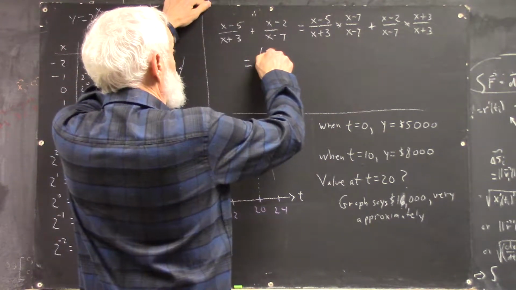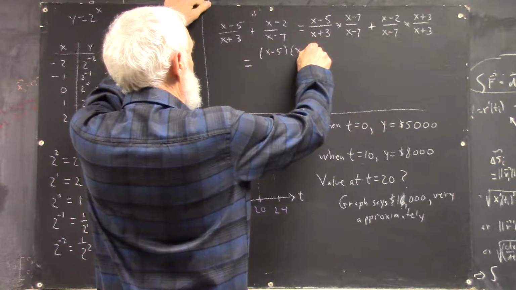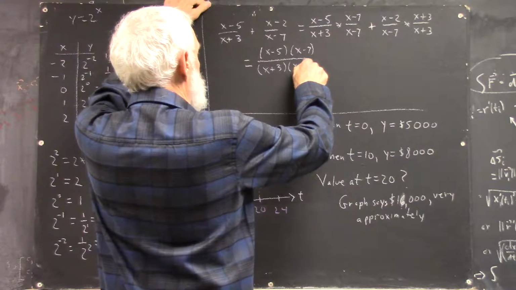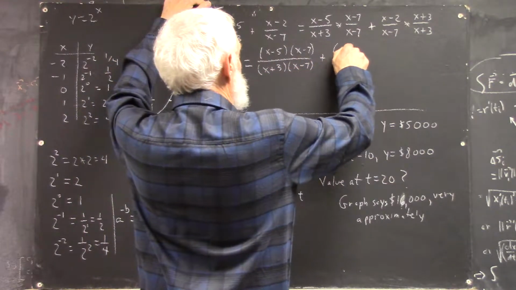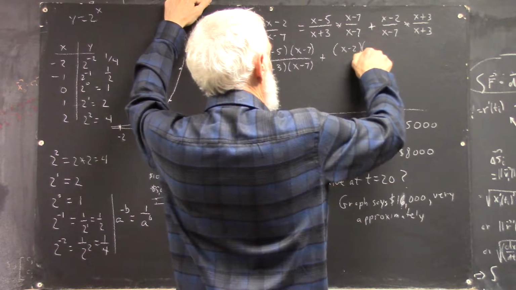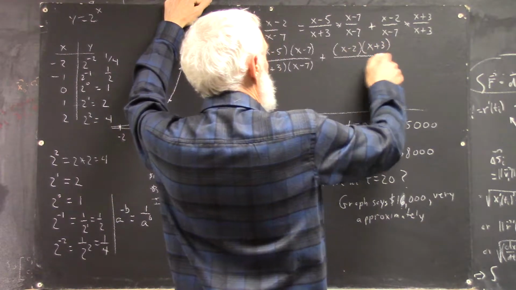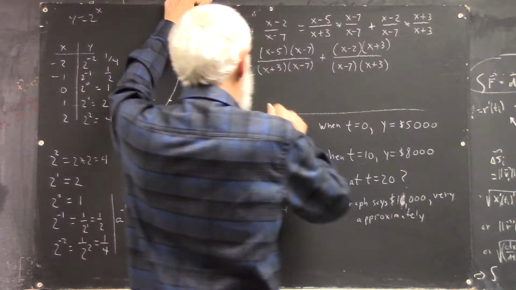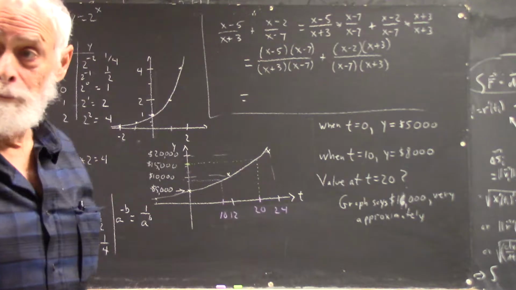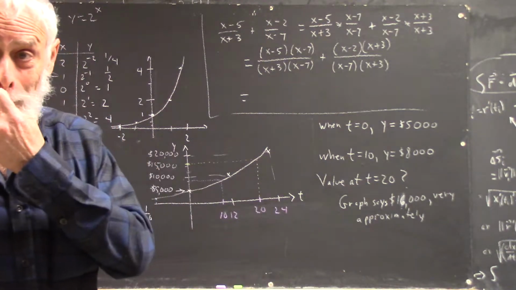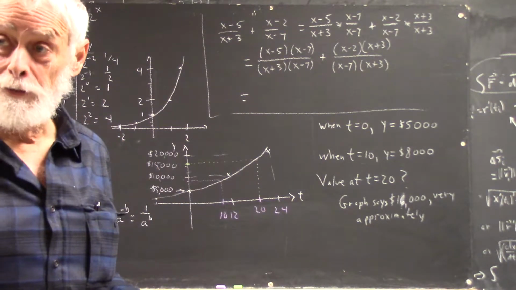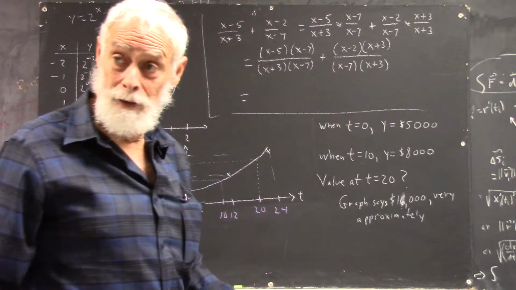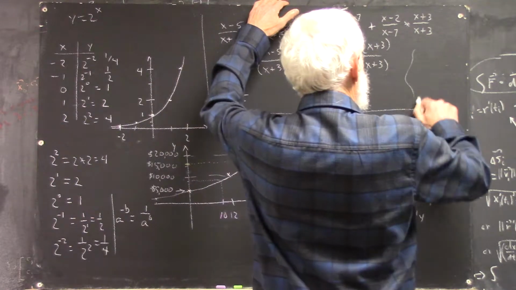So anyhow, that gives you x minus 5 times x minus 7 over x plus 3 times x minus 7. Then it's x minus 2 times x plus 3 over x minus 7 times x plus 3. Okay? Then you use the distributive law. And right now, I want you to show me the steps of the distributive law off to the side, you don't want to write it all here because then you lose track of the paper, but over here somewhere.